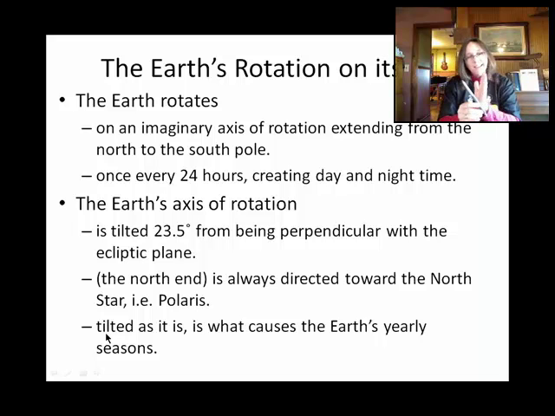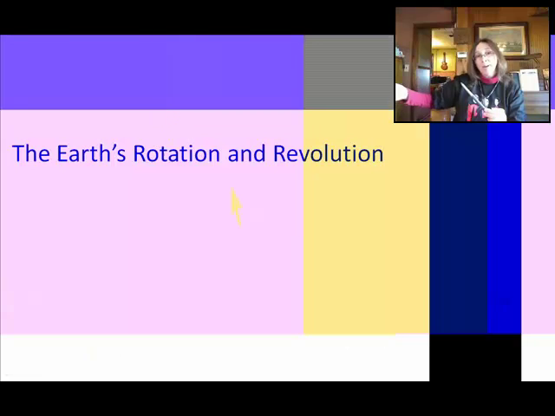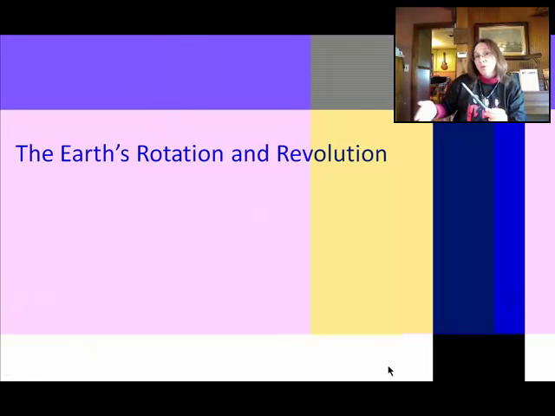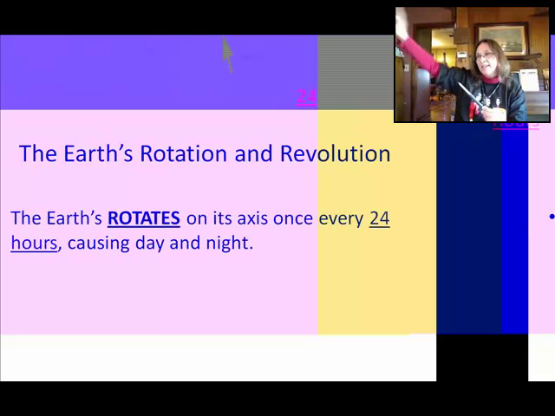Another important aspect about the direction where the Earth's tilted axis of rotation is pointing is that it is always pointing to a distant star, and right now that star is Polaris. Sometimes we call Polaris the North Star, and that's because the Earth's north axis of rotation is pointed to Polaris.